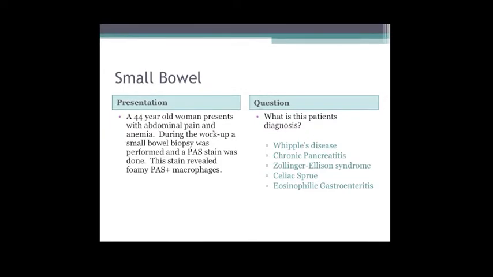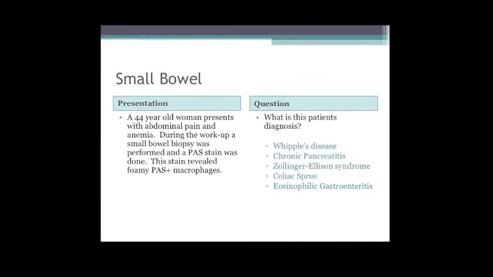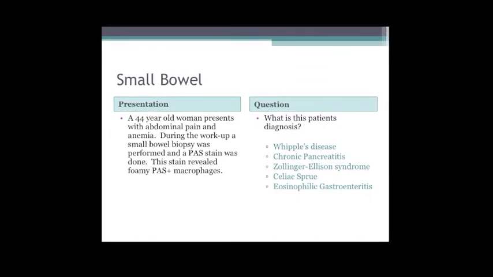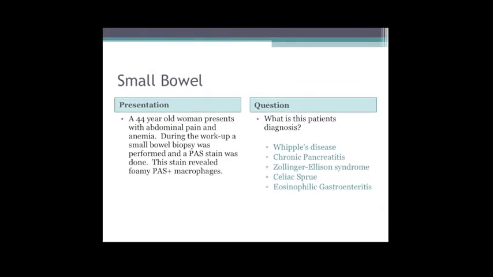1, Whipple's disease. 2, chronic pancreatitis. Number 3, Zollinger-Ellison syndrome. Number 4, celiac, or number 5, eosinophilic gastroenteritis. Whipple's? Everybody raise your hand. This leads us to the next.